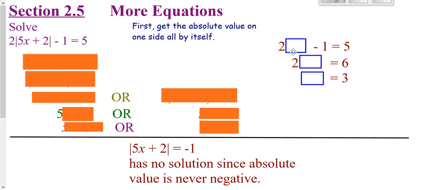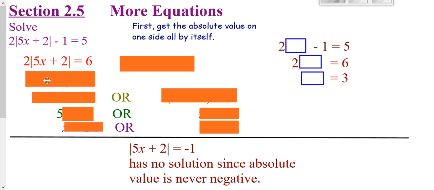Well, if it was 2 times something minus 1 to equal 5, you know you'd want to try to get that box by itself, so you'd want to go ahead and add 1 to both sides, and then you'd want to get rid of the 2 in front and divide both sides by 2. We're going to do the same idea here. We're going to get rid of that minus 1 by adding 1 to both sides. Then we'll get rid of the 2 by dividing both sides by 2.